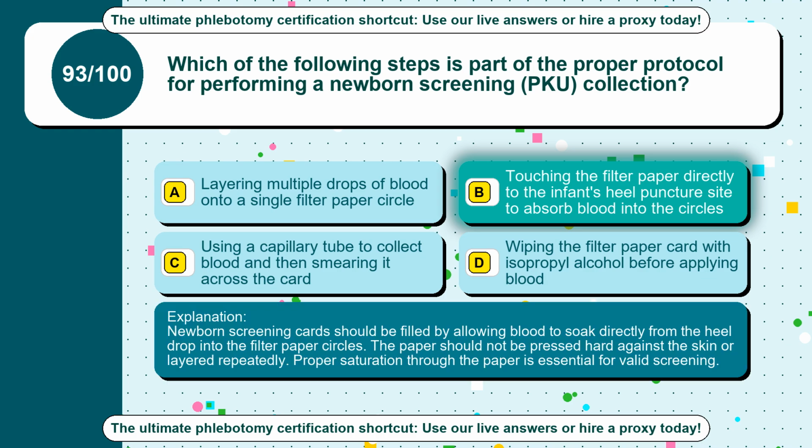Newborn screening cards should be filled by allowing blood to soak directly from the heel drop into the filter paper circles. The paper should not be pressed hard against the skin or layered repeatedly. Proper saturation through the paper is essential for valid screening.